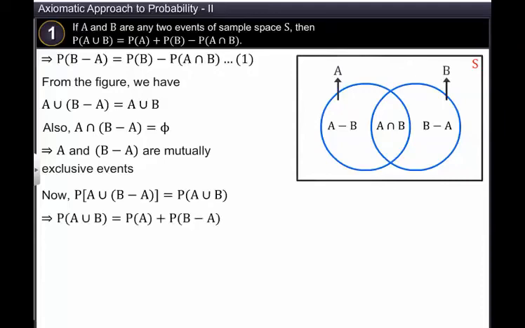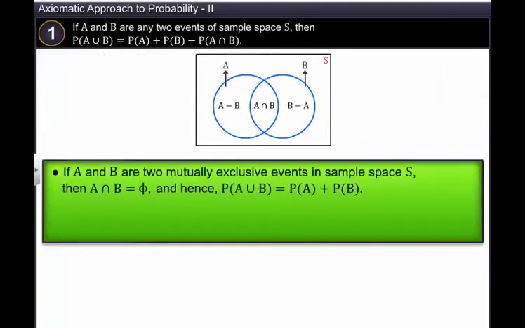By using equation 1, we get P of A union B is equal to P of A plus P of B minus P of A intersection B. If A and B are two mutually exclusive events in sample space S, then A intersection B is equal to phi, and therefore P of A union B is equal to P of A plus P of B.